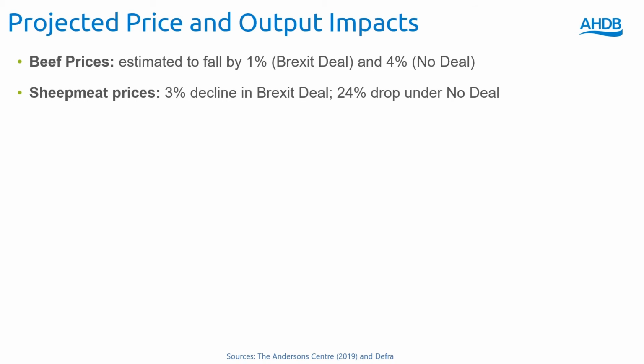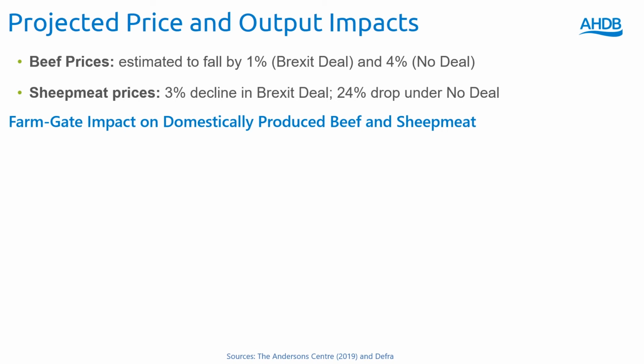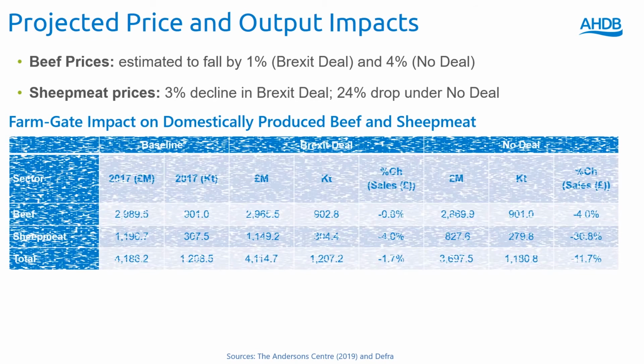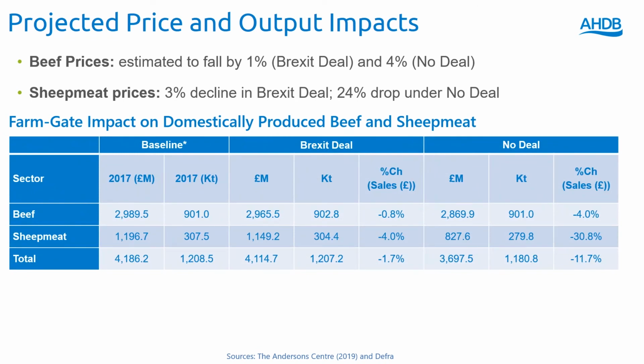So what does all of this mean in terms of a farm gate level impact for domestically produced beef and sheep meat? The study has given projections in comparison with the baseline using 2017 estimates in this context. What would happen under a Brexit deal and no deal scenario for beef and sheep meat? And you can see in terms of the overall monetary impact on sales under a Brexit deal scenario, a relatively small impact, particularly in the case of beef, slightly more pronounced for the sheep meat sector, but it is of course the no deal where the most substantial impact will take place, particularly looking at sheep meat.